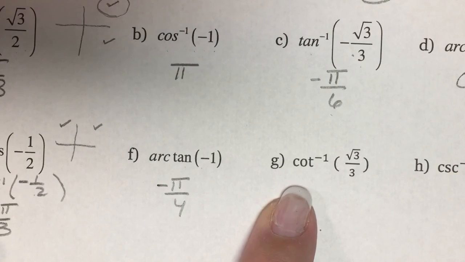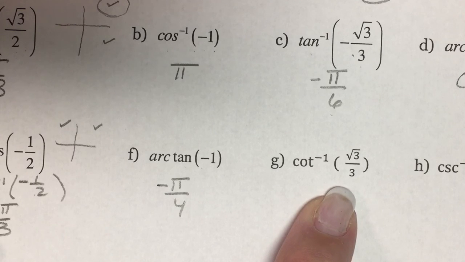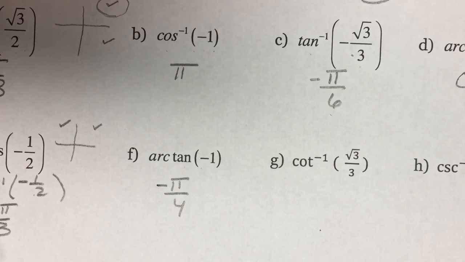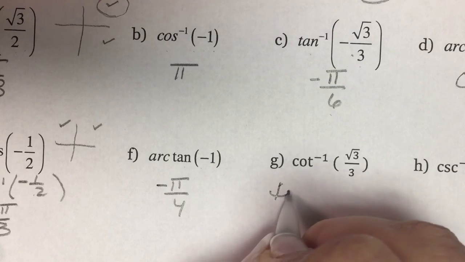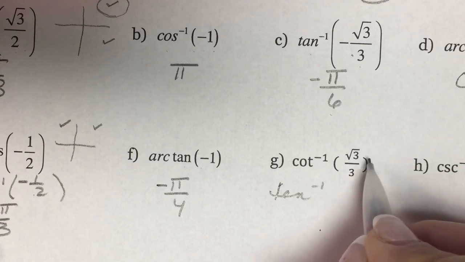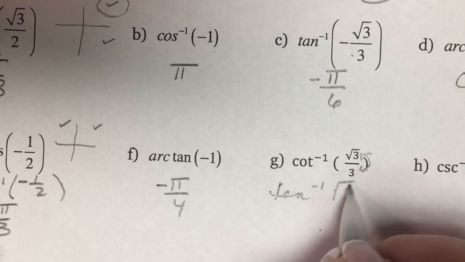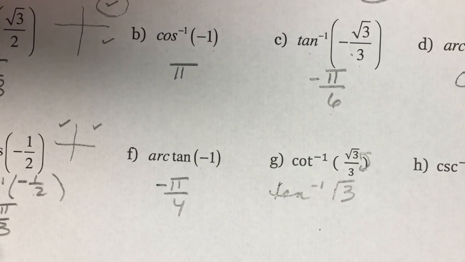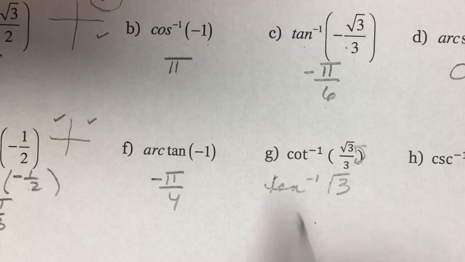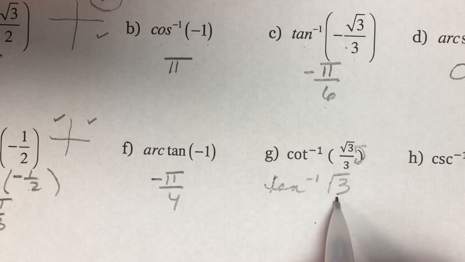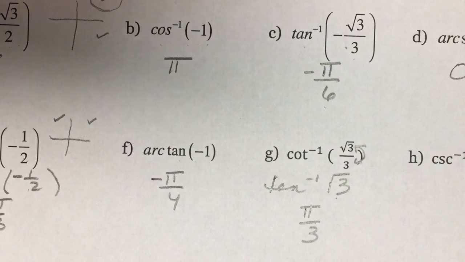What angle has a cotangent of √3 over 3? Now another way you could think about this would be what angle has a tangent, and if you flip this and get the radical out of the basement, you're going to get a √3. So maybe that's a little bit easier for you to think of. What angle has a tangent of √3? It's got to be a first quadrant angle because the value is positive, and it's going to be pi thirds.